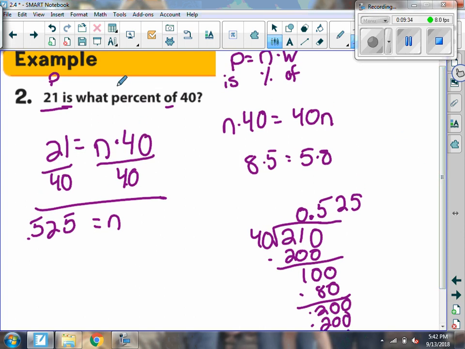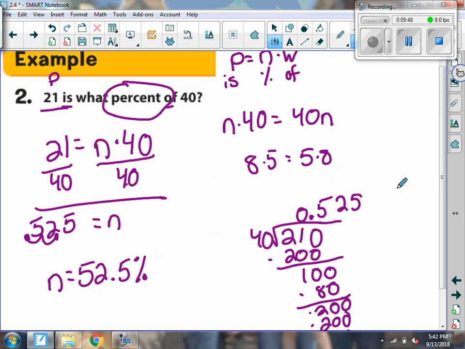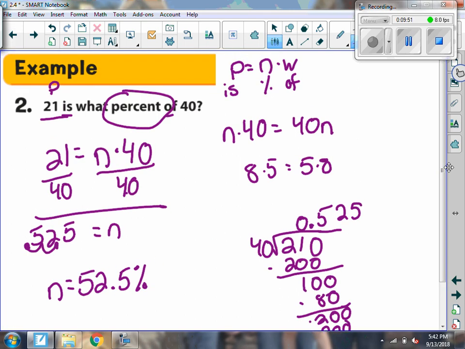But what does n represent? N represents my percent. So I now have to change this back into a percent form. So by doing that, I move my decimal 2 places to the right. So n really equals 52.5%. So when they give us our percent, we need to change it into a decimal form. When we need to find out what our percent is, we have to change it from a decimal form back into a percent.